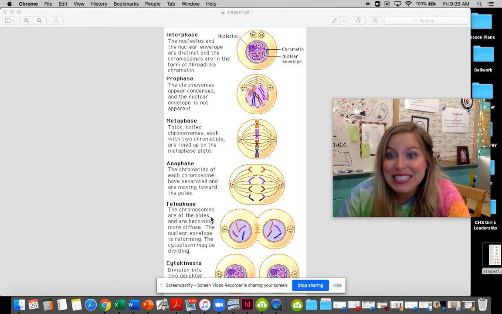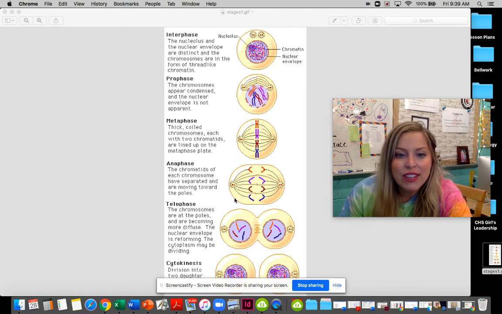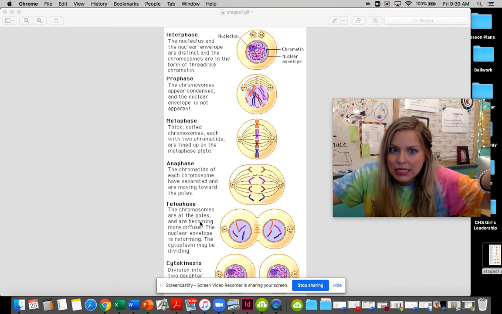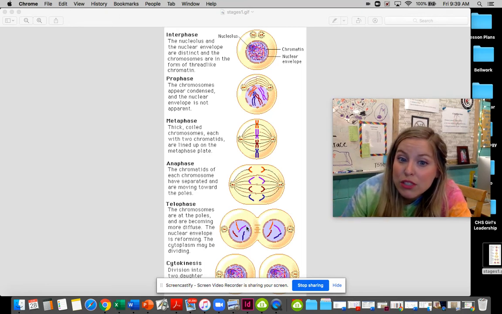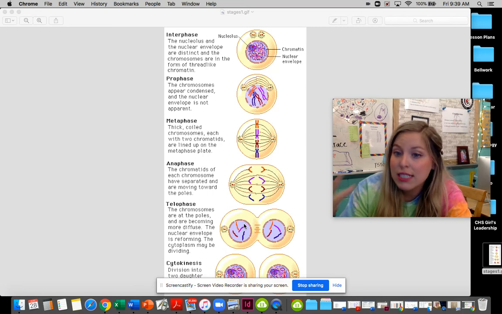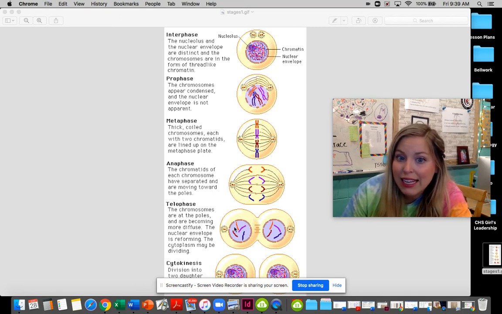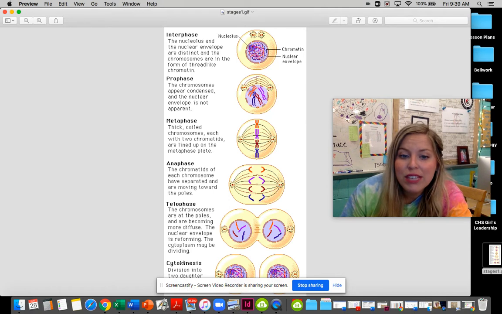And then we move on to telophase. Telophase is where the chromosomes are at opposite poles or opposite ends and are becoming more diffuse. The nuclear envelope starts to reform. So you can see this nucleus is starting to reform itself around the DNA material that's replicated and now in its own individual sides. All right. And then we start to see that the cytoplasm starts to divide. And then we don't get that full division until we have cytokinesis.